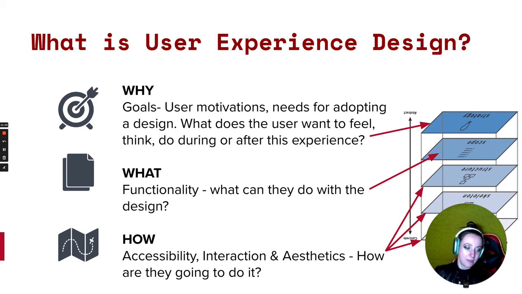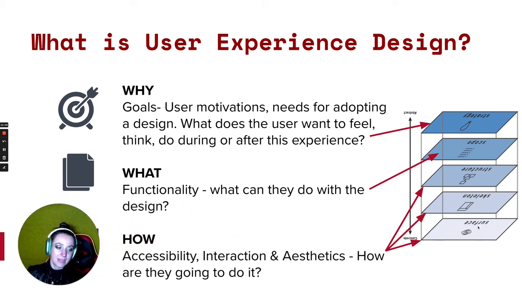And I put this graphic over here upside down because that's actually the order that you go in, right? You figure out why, which is the strategy. So user motivations, the needs for the design existing, what does the user want to or should feel, think, and do during or after this experience, and that's going to drive the what, the functionality, that's going to drive the how, the structure, skeleton, and surface. Basically, how is someone going to do it? Here's why they're going to have this experience, here's what the experience is going to be, and here's how they're going to have that experience, step by step, and what it's going to look like.